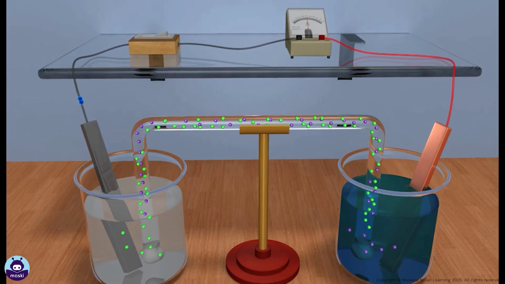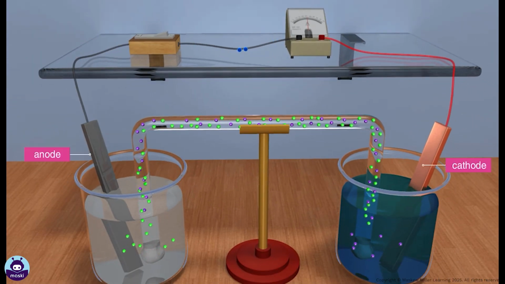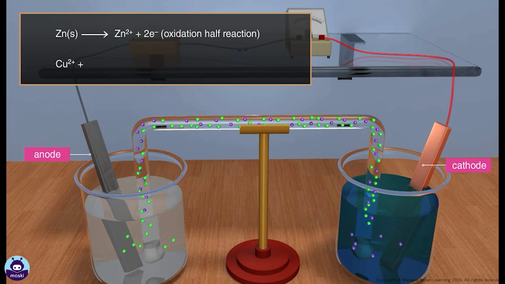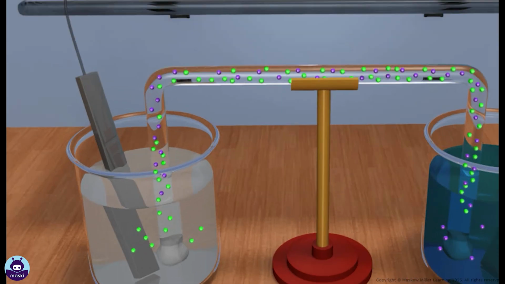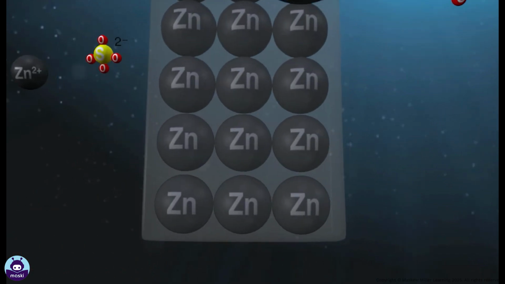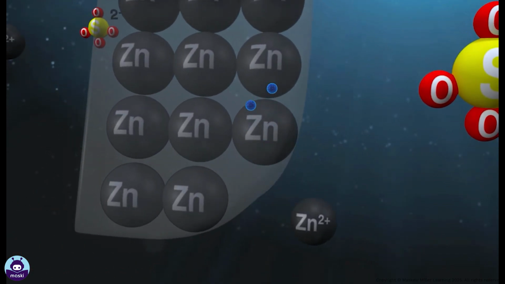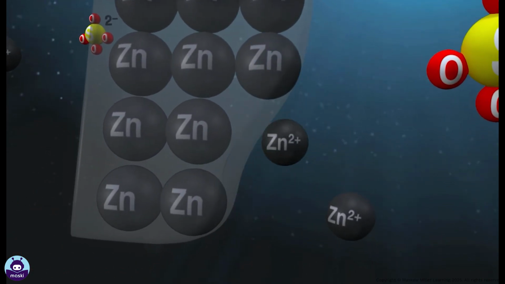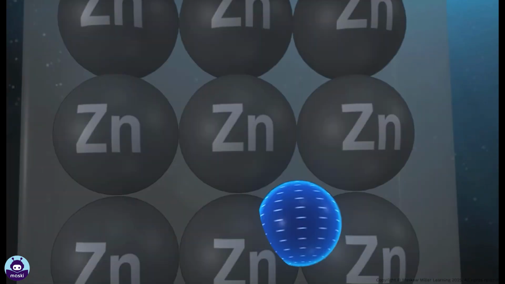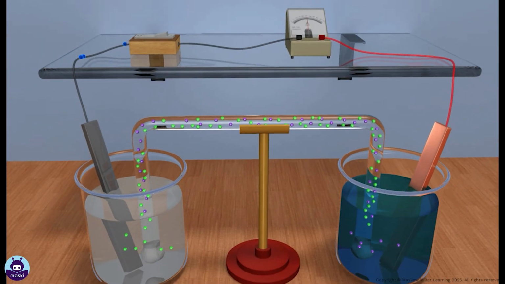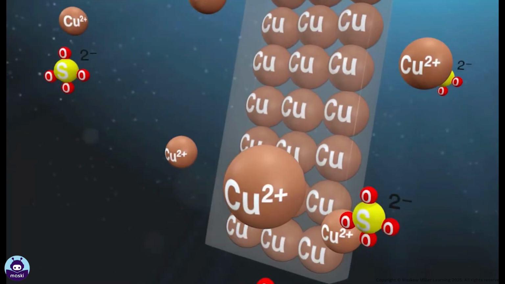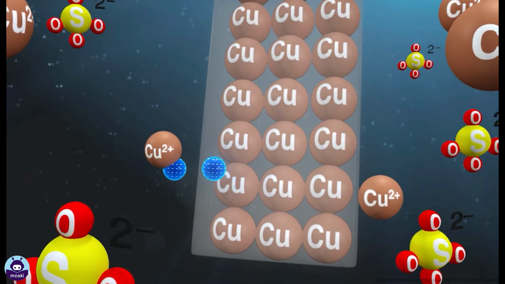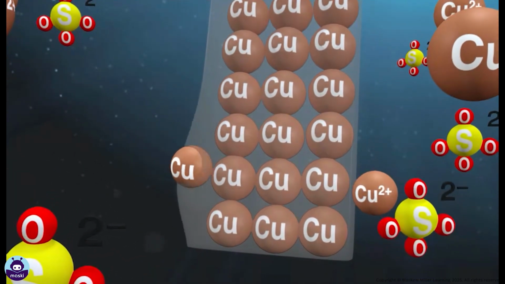Electrons flow in the external circuit from the zinc anode to the copper cathode. Recall that oxidation occurs at the anode and reduction occurs at the cathode. The half reactions that take place at the anode and at the cathode are seen here. Zinc gets oxidized, goes into solution, losing electrons. These electrons travel through the external wire to the copper cathode, where a copper ion gets reduced, gaining these electrons and depositing on the copper rod.